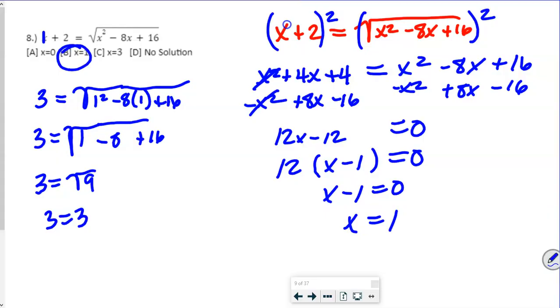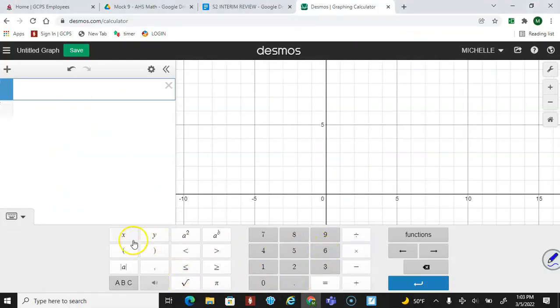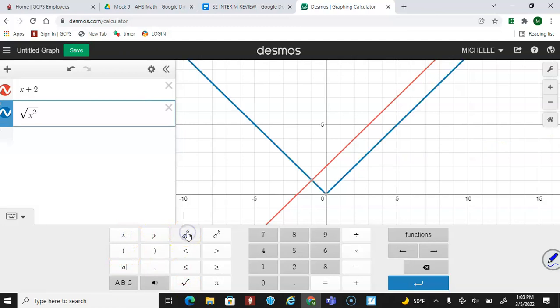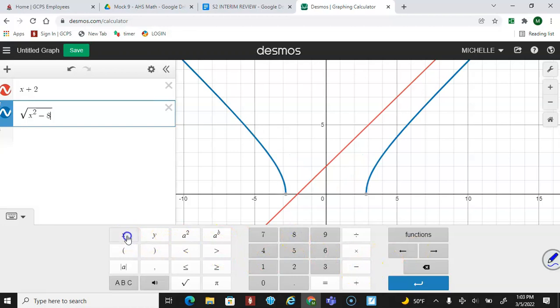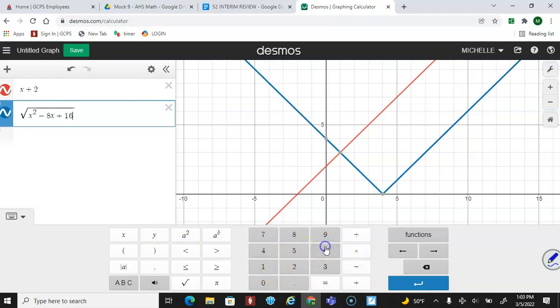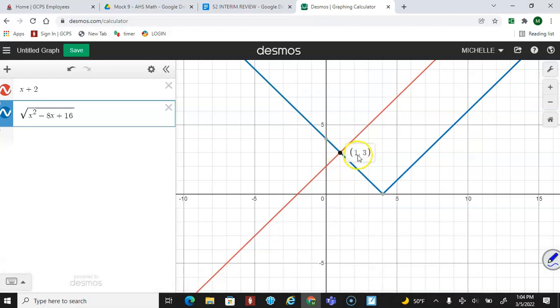Again, let me show you this on Desmos. So I'm going to put x plus 2 up here for our first equation. For our second equation, I'm going to put the square root of x squared minus 8x plus 16. So here again, notice our intersection was at 1, and that's what we anticipated. So it's a great way to check your answers as well.